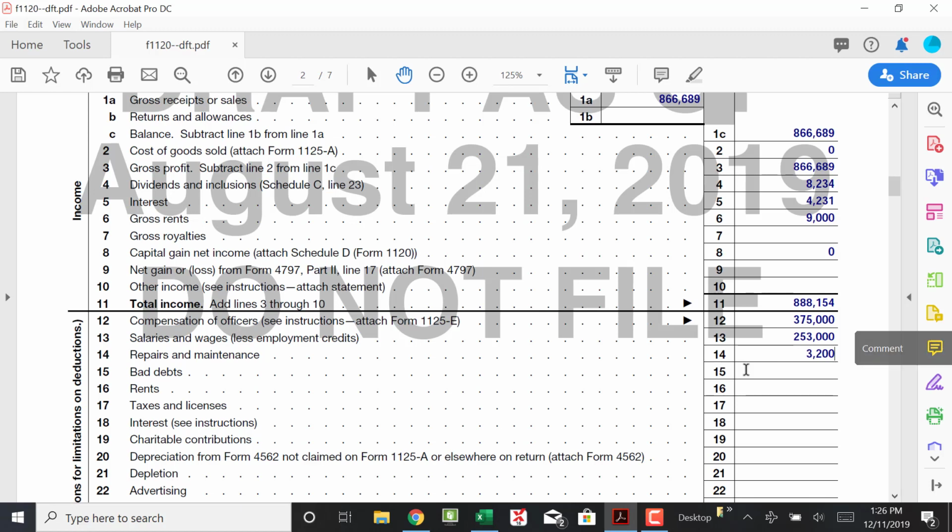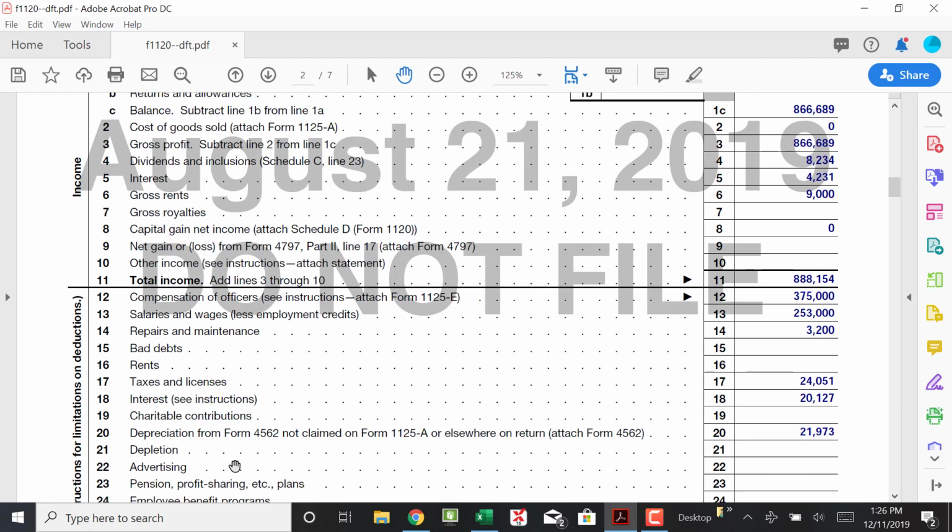We did not have any bad debts. We did not have any rent expense. We did have some taxes and licenses of $24,051. We had, let's see, interest expense. Interest expense was $20,127. And our depreciation, $21,973, which we did not have to adjust in this problem.